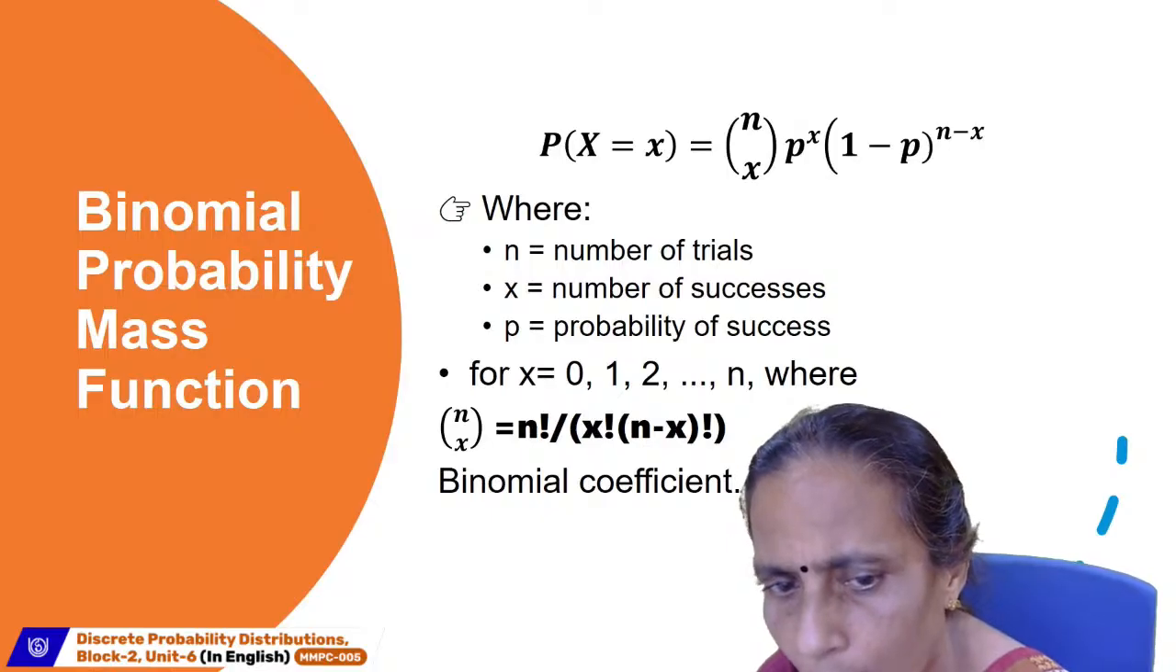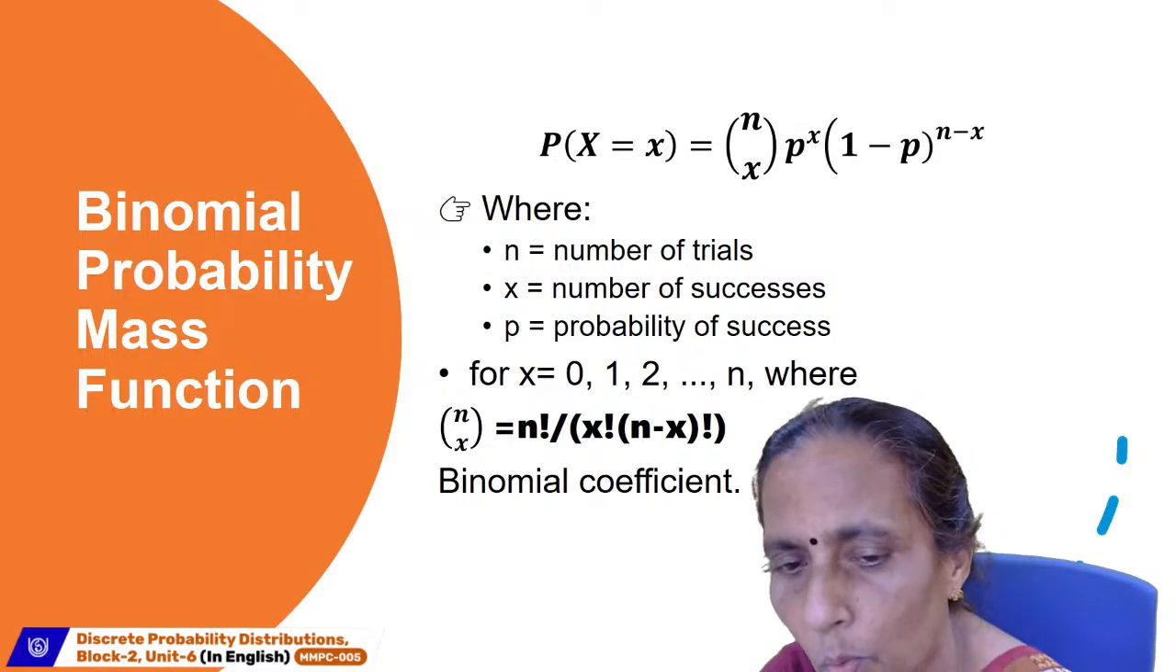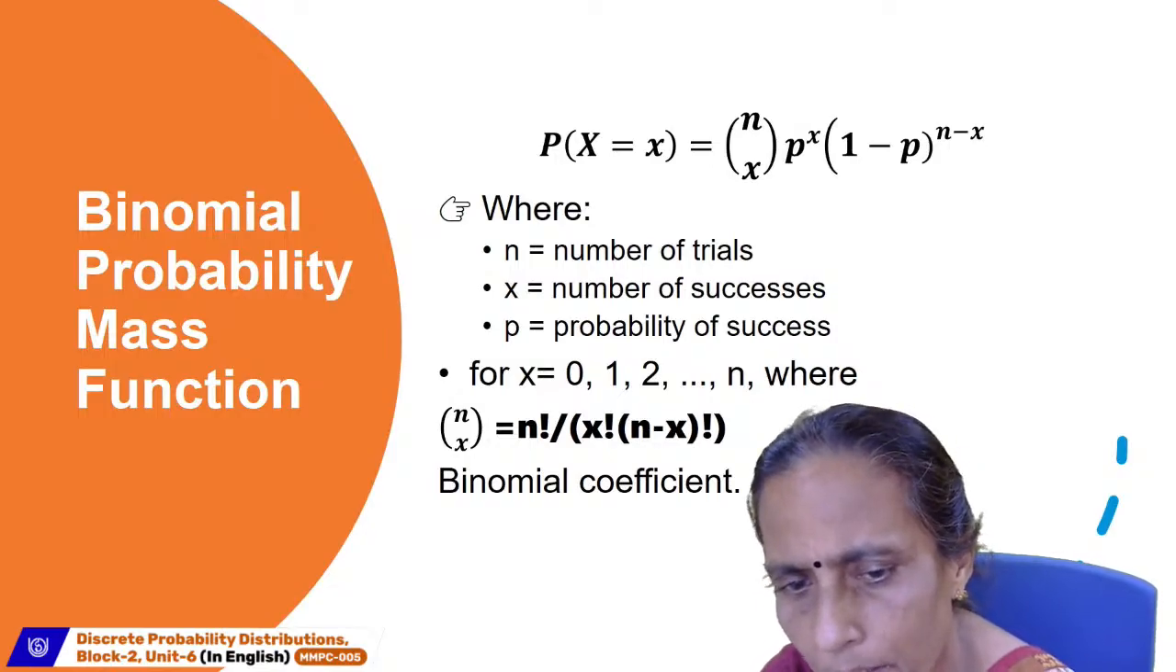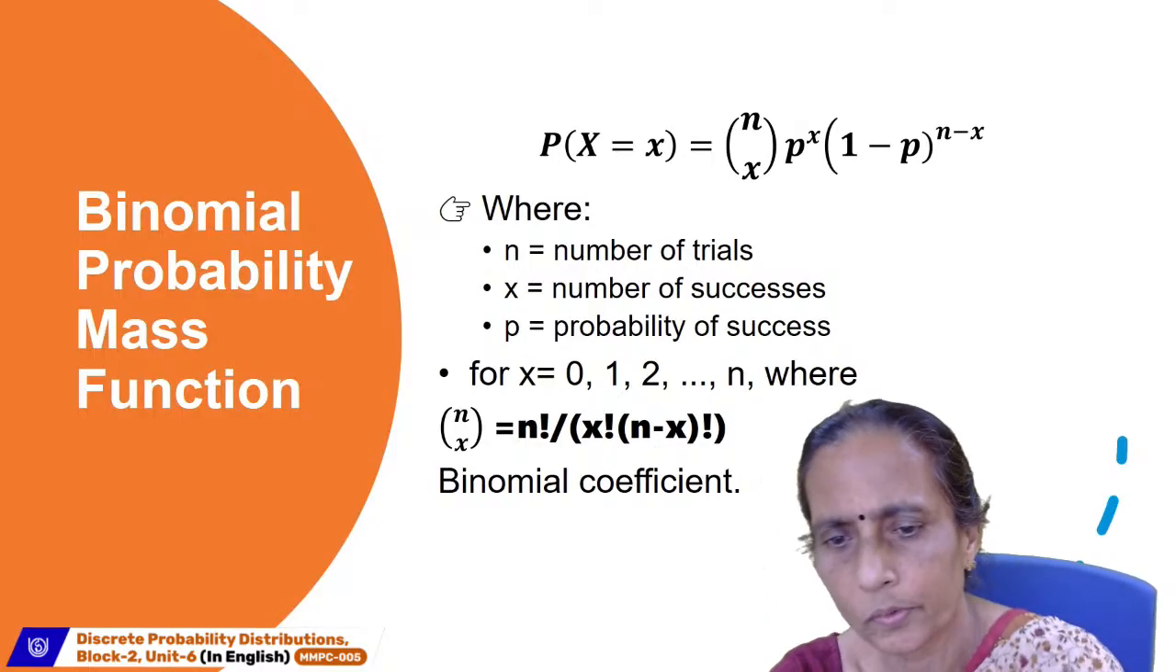The formula of factorial goes like this. If it is n factorial, it means n into n minus 1 into n minus 2 and so on into 3 into 2 into 1. And if it is x factorial, then in the same fashion, x into x minus 1 and so on, 3, 2, 1.